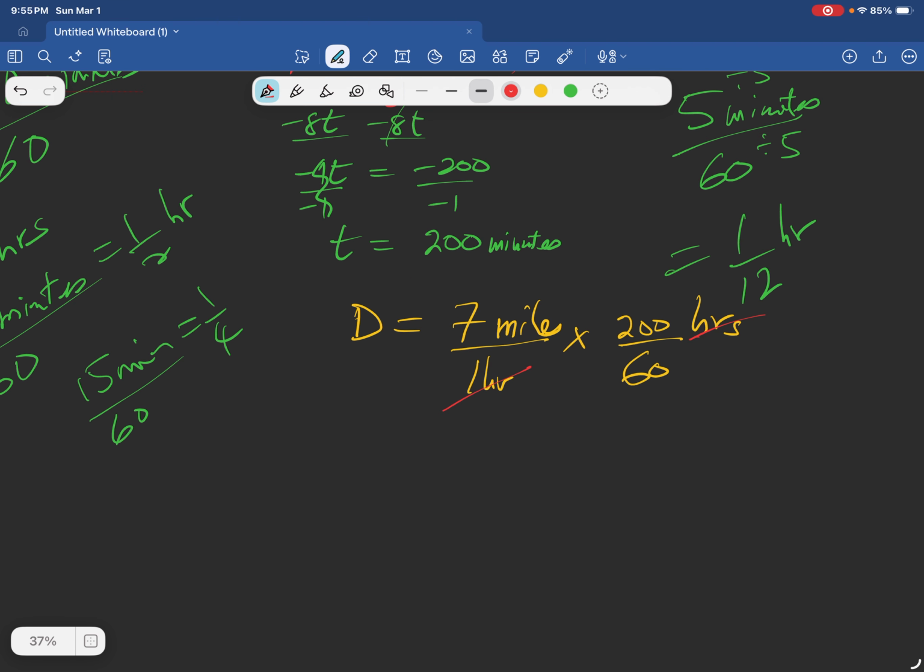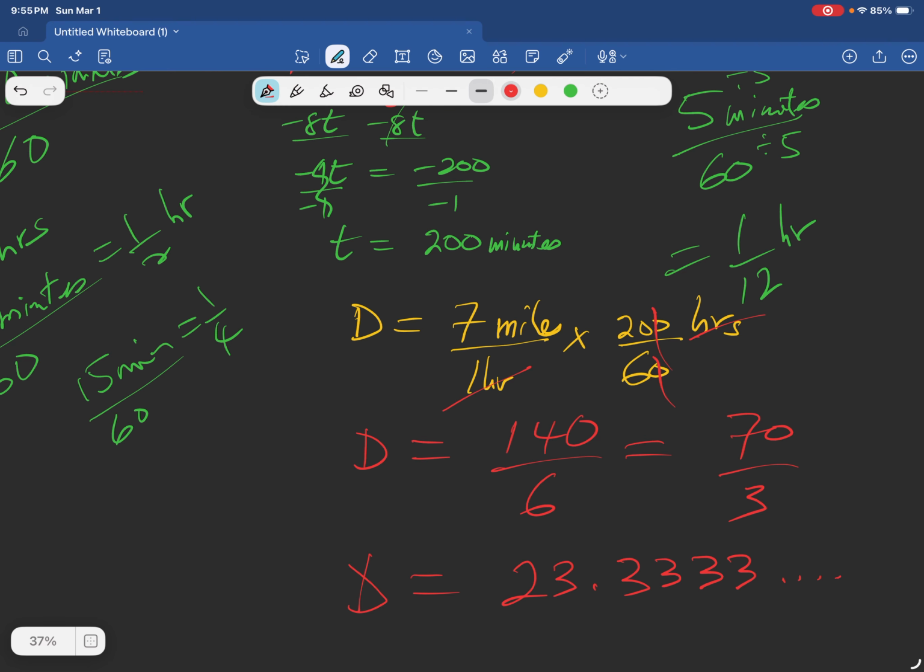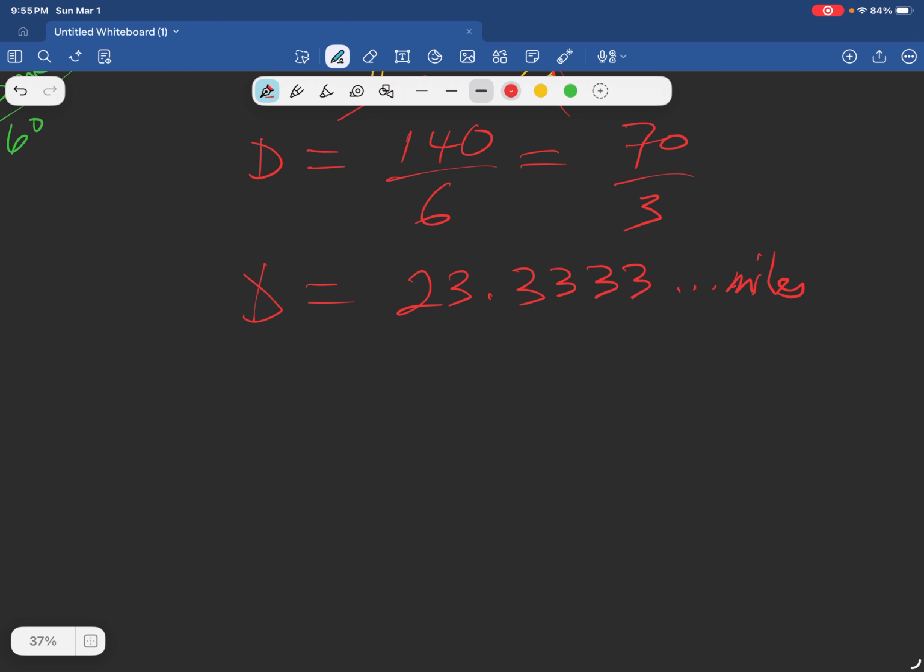And we end up getting distance d equals, and we do the calculation. 7, we cancel these. We end up with 7 times 20, 140 divided by 6, which works out to be, in miles, 70 divided by 3, which works out to be equal to 23.3333 miles. So after 23 miles, the person going faster will have caught up to the person who was going more slowly. This is how you do these kinds of problems.